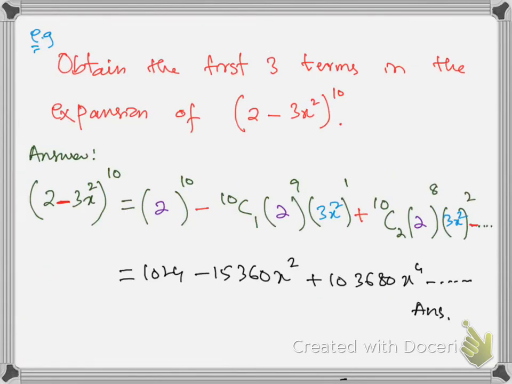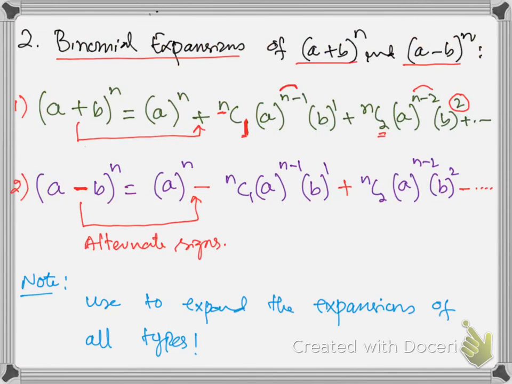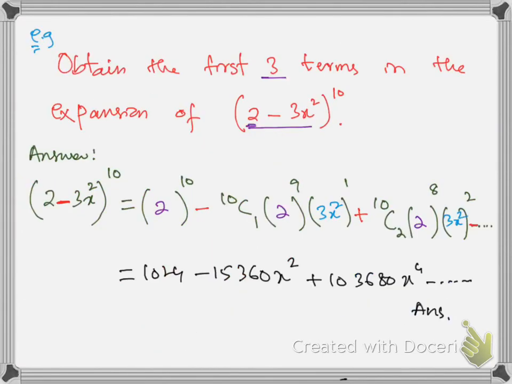Now the question is, obtain the first 3 terms in the expansion of. Since the first term is not 1 here, therefore we will use this second form of the theorem in this question. Because of this negative sign, the signs must alternate. And you just need to substitute everything carefully. Be careful while writing the second term.